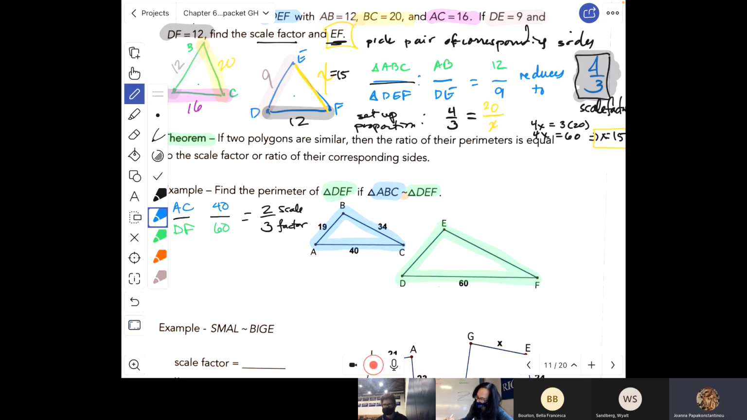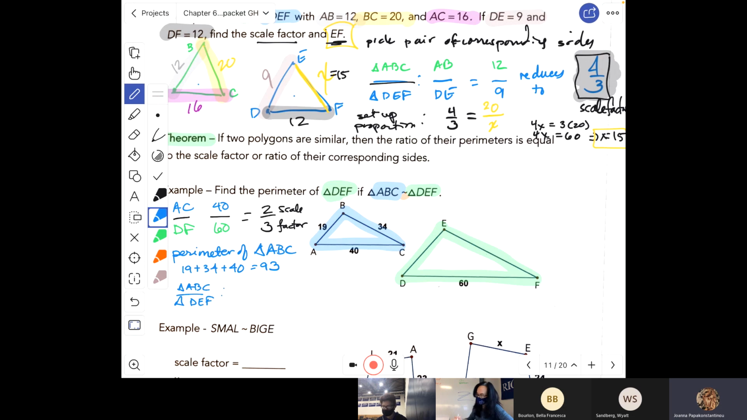And now let's look at the perimeter of triangle ABC. So that is 19 plus 34 plus 40. So what's the perimeter of ABC? 93. Now, again, I'm looking at the blue triangle. So triangle ABC to triangle DEF.